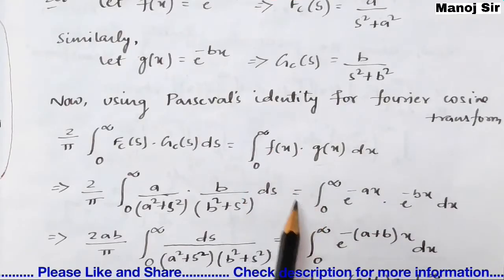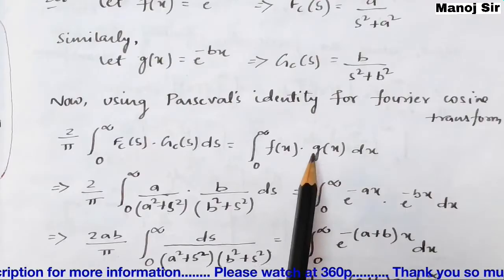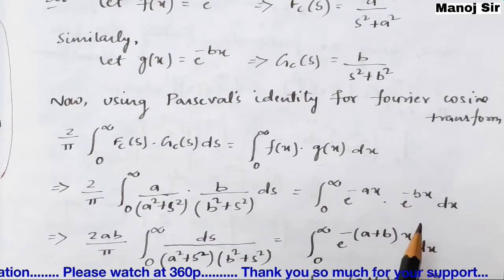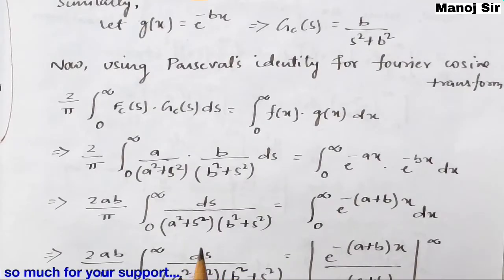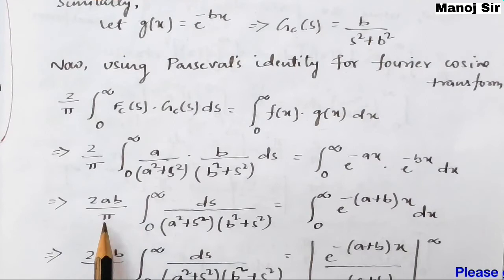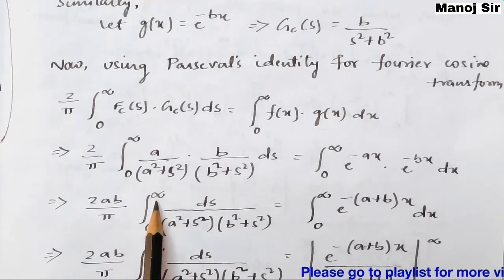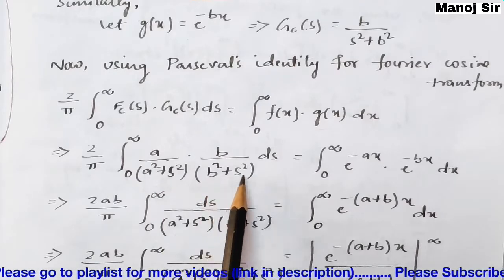Now again integration 0 to infinity. What is f of x? That is e to the power minus ax, and what is g of x? That is e to the power minus bx. Simply write dx here. Now in the next step, what we can do is simply take a and b here. That is 2ab upon pi equals integration 0 to infinity ds upon (a square plus s square) into (b square plus s square).